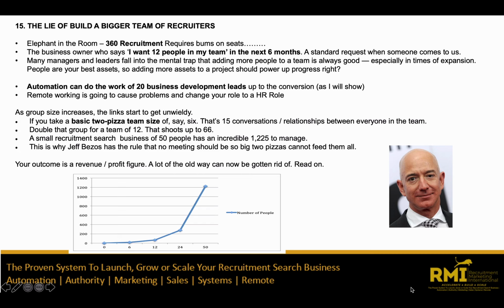So, Mr. Bezos, if you look at the numbers here, we've got 6 people, we've got 12 people. So remember, 12 people means we've got 66 relationships to manage. 24 people, look where we get to now. 50 people. So look at this curve.